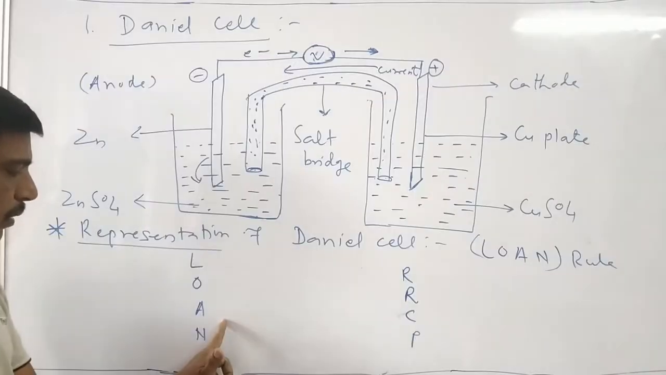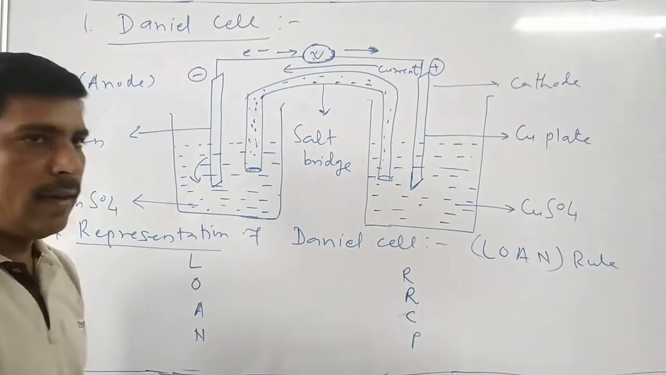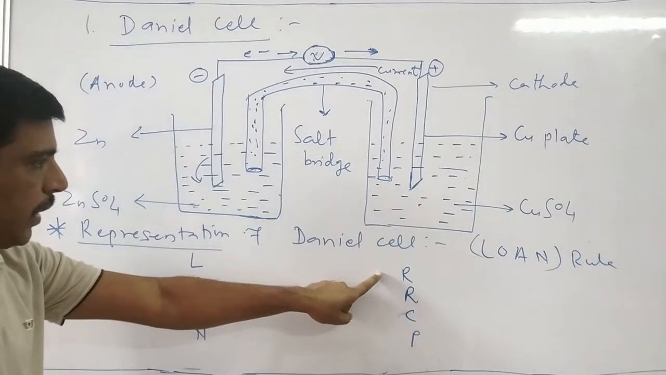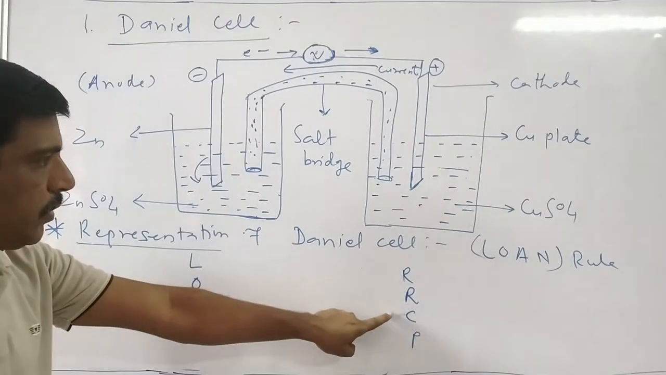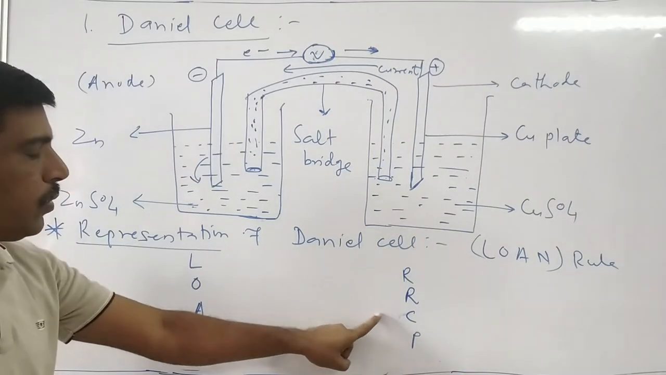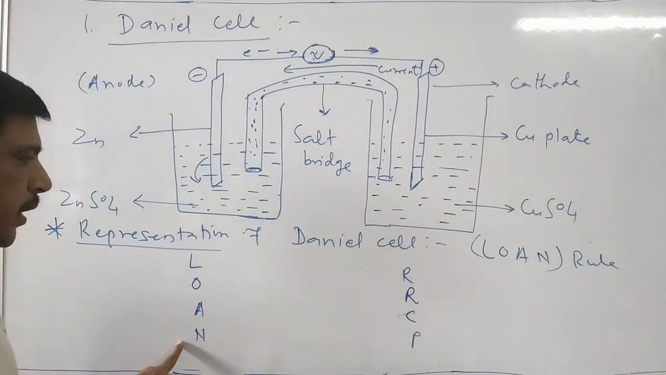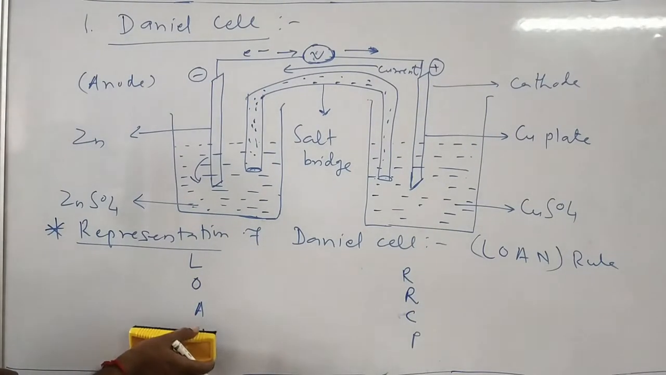If you understand this LOAN, then you can automatically remember this RRCP. R for the right side, R for reduction, C for the cathode, P for the positive electrode. So the cathode in a galvanic cell will be positive charge, and the anode will be negative charge.